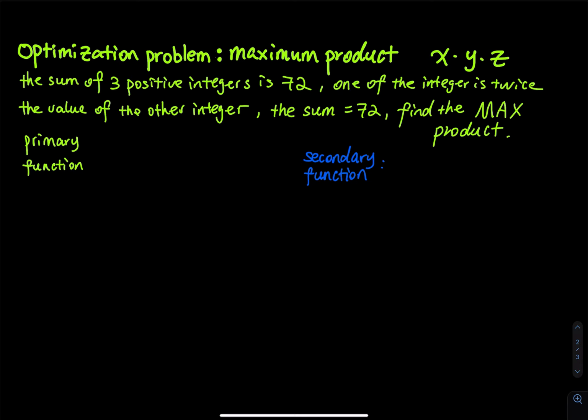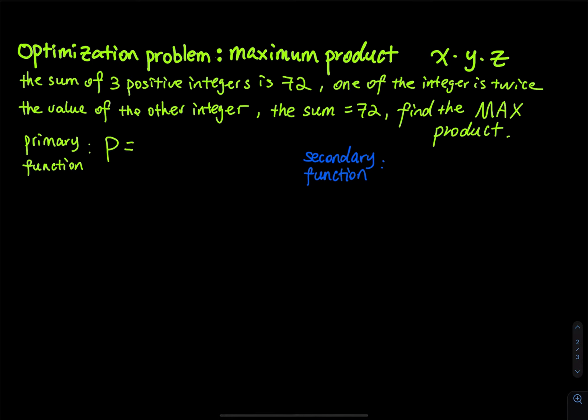So x, y, and z. Tell me what these three numbers are so that the sum is equal to 72 and the product is maximized. All right. So for an optimization problem, we have two functions: primary and secondary. Primary is based on the problem. The problem says find the maximum product, right? So I am going to call that the primary function.